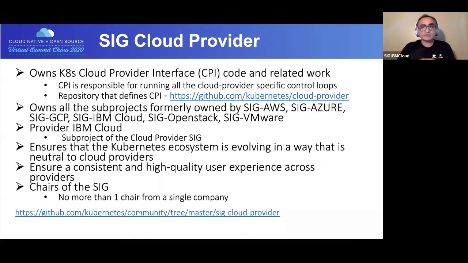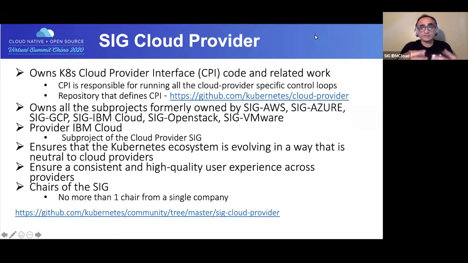The SIG Cloud Provider also ensures that the Kubernetes ecosystem is evolving in a way that is neutral to cloud providers. It makes sure that there is no favoring of one provider over another. It also ensures that there is a consistent and high quality user experience across different providers. As part of the SIG policy, there is only one chair from a single company among the chairs of a SIG. There can be 2 or even 3 chairs sometimes, but they make sure they are representing different companies.